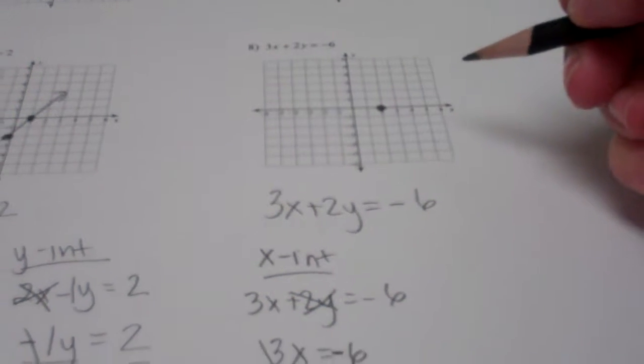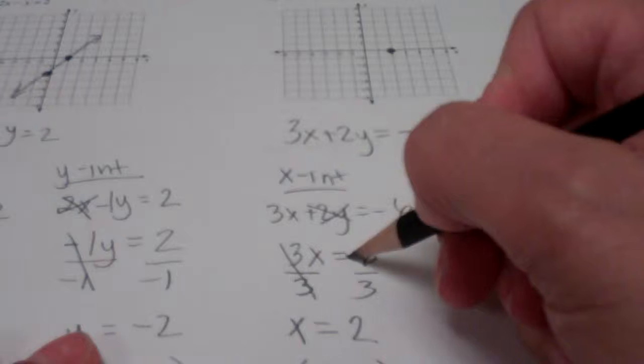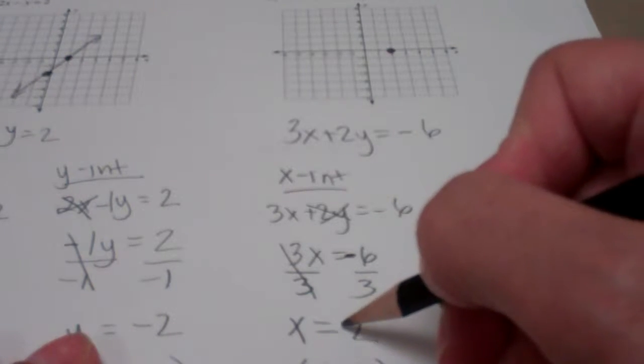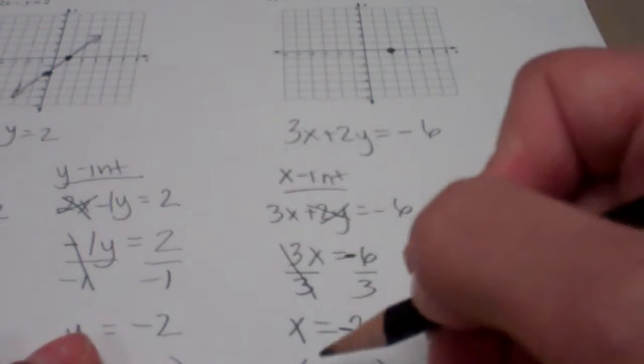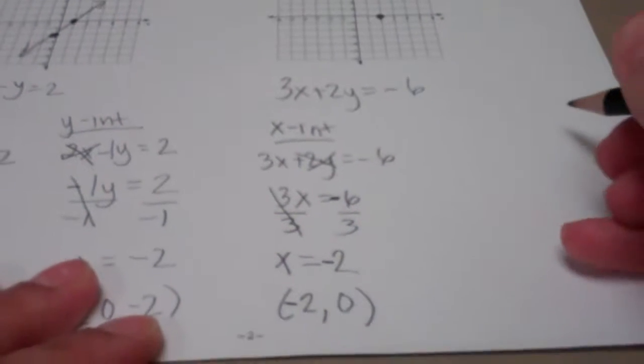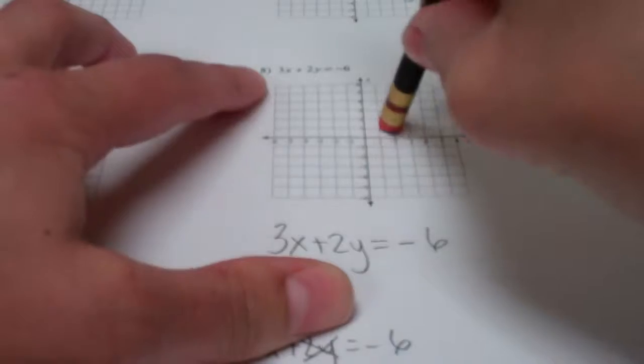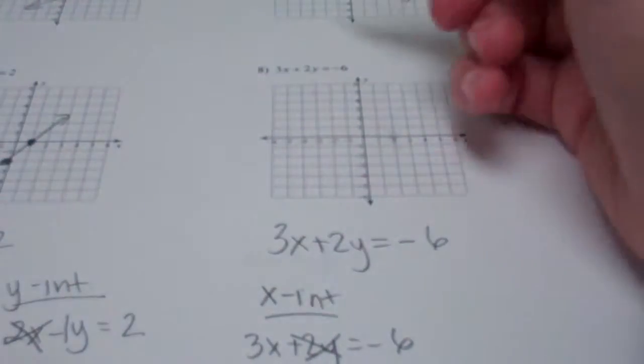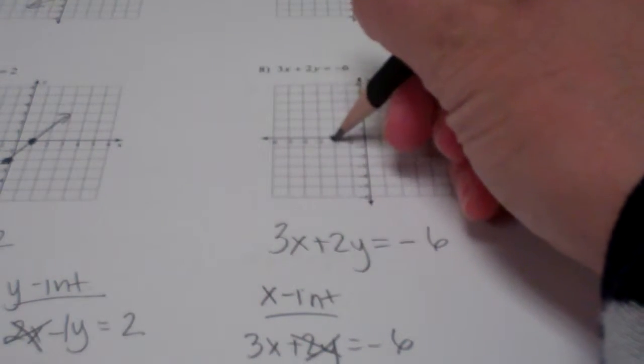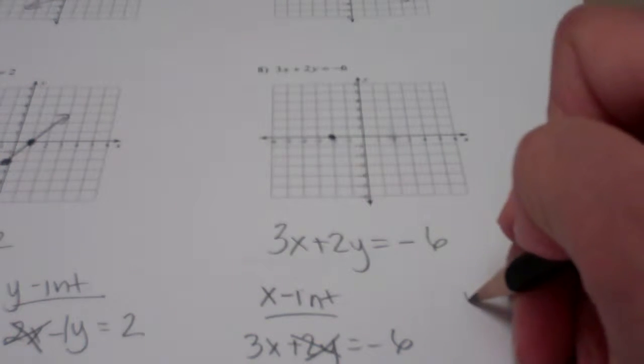Oh, actually, I made a mistake. This is -6. So this would give us a -2. And that's a -2 here on that point. So let's go and fix this. And let's go on the x-axis and go to -2. Good thing I caught that.